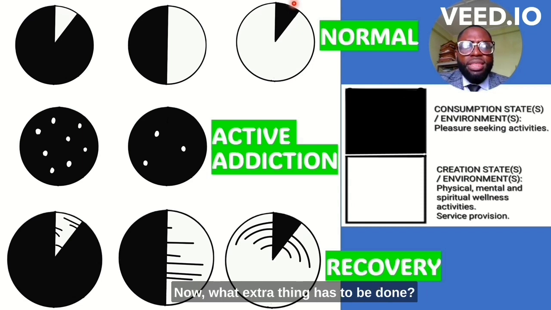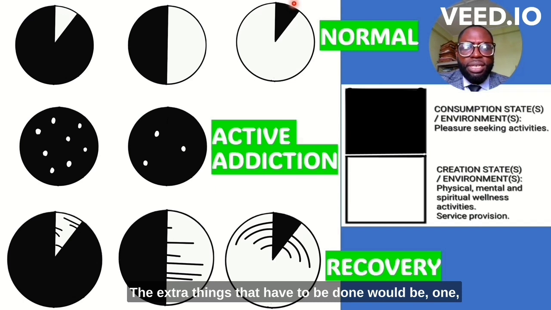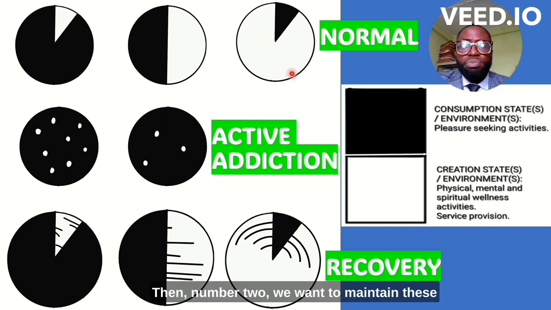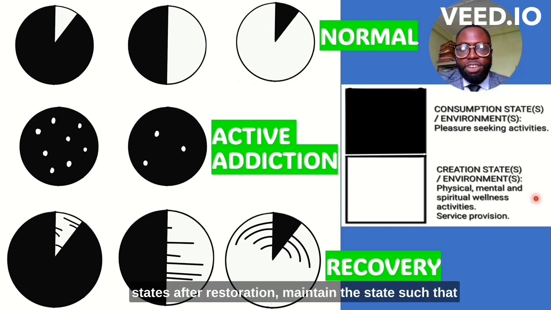Now, what extra thing has to be done? The extra things that have to be done would be, one, to restore the creation states back to their life. That is the white aspects. Then number 2, we want to maintain the states after restoration. Maintain the state such that the patient feels comfortable remaining in this state.